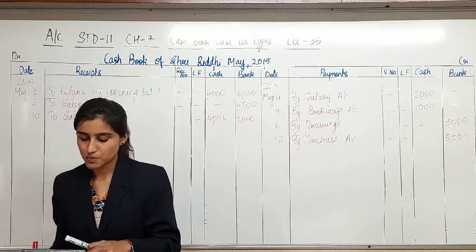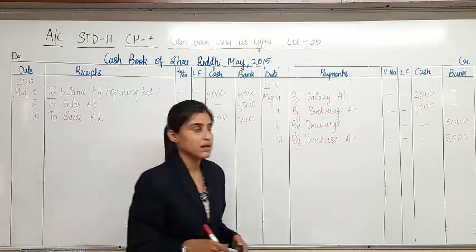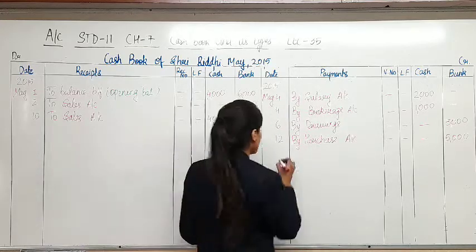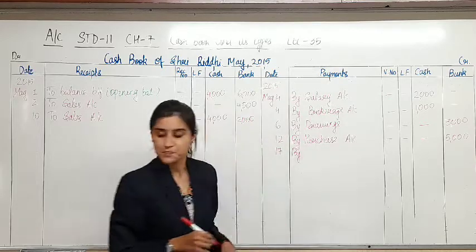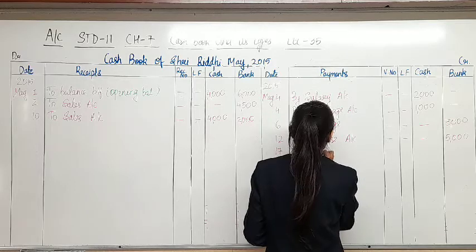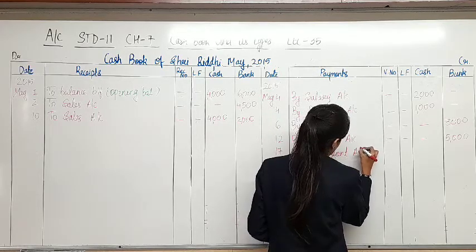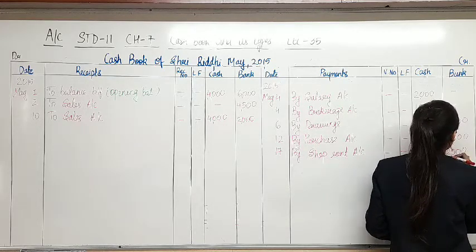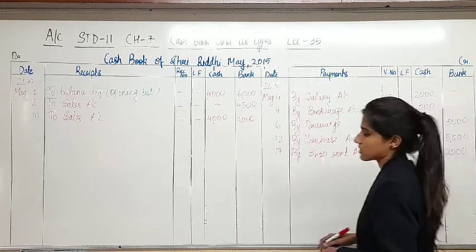Next, shop rent of rupees 2,000 paid by check. Again the word paid. So on payment side, on 17th of May, by shop rent in the column of bank, because the payment has been by check.